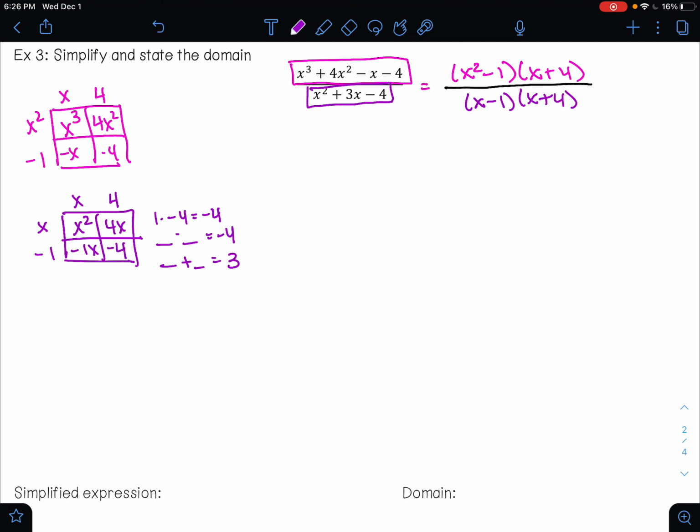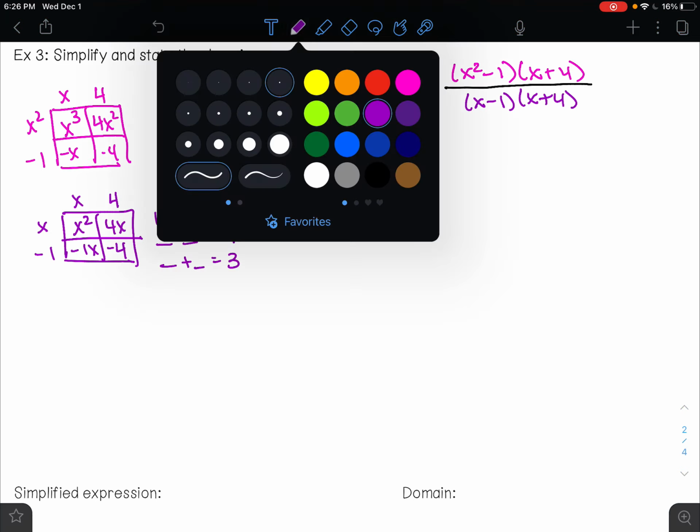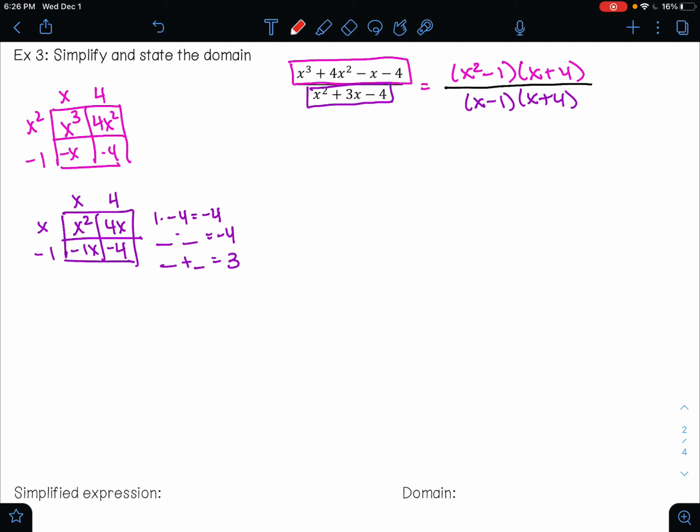Because my denominator is factored completely, this would be a great time to find my domain restrictions. Remember, your domain restrictions are the same thing as your excluded values. To find your excluded values, you're going to take each factor in your denominator and set them equal to 0. So I'm going to have x minus 1 equals 0 and x plus 4 equals 0.